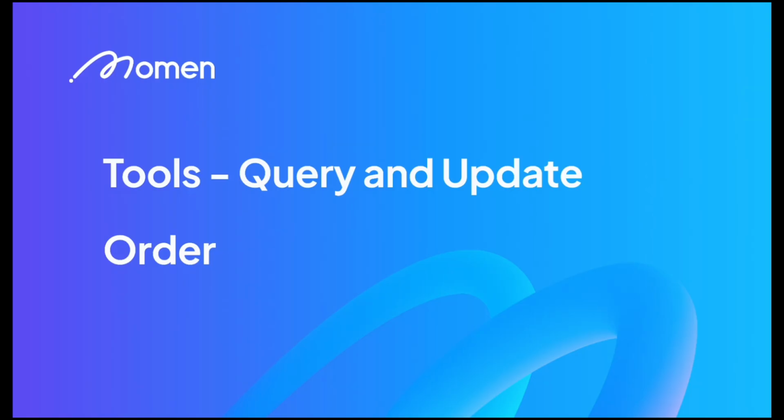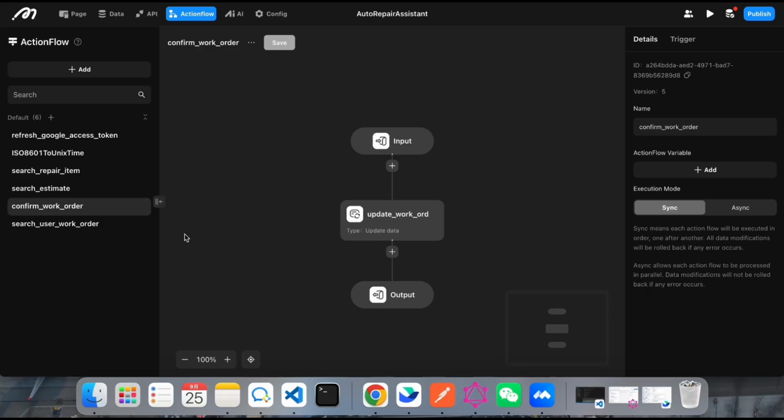And next, let's move on to another tool. This tool allows AI to query and update customer orders. So two action flows are included in this tool. The first is the query order action flow, and the input will be the work order ID.